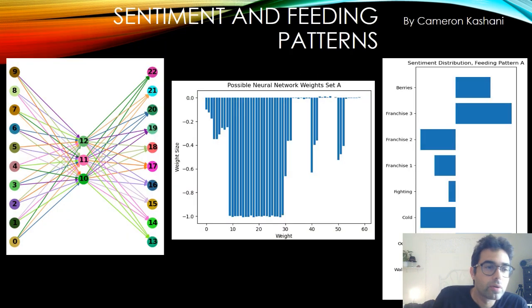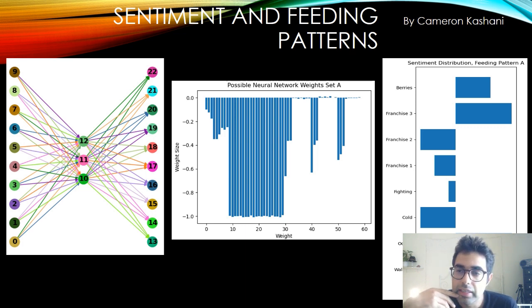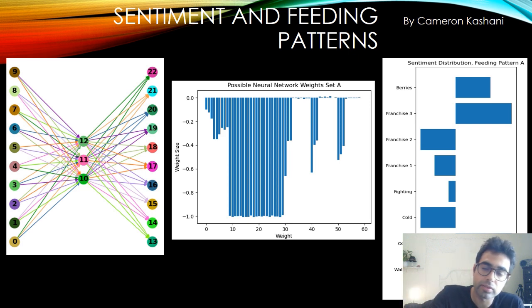So sentiment and feeding patterns. The image on the left may be a neural network. The middle image may represent the neural network weights for that neural network. And the image on the right may represent a feeding pattern or sentiment distribution that may be represented by the neural network. So for example, this neural network may possibly like berries and franchise 3.